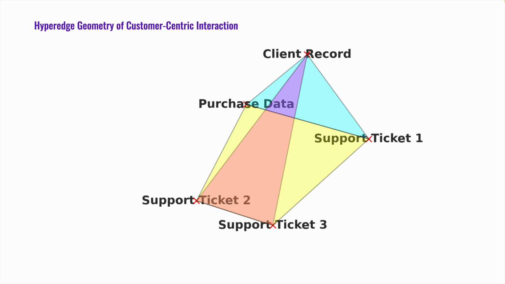The slide illustrates how we can envision a customer purchase and support request as a polyhedron in hyperspace. Each vertex corresponds to a separate event or entity, and the faces of the hyperedge bind them into one logical unit. This visualizes the customer's entire interaction history as a unified structure.